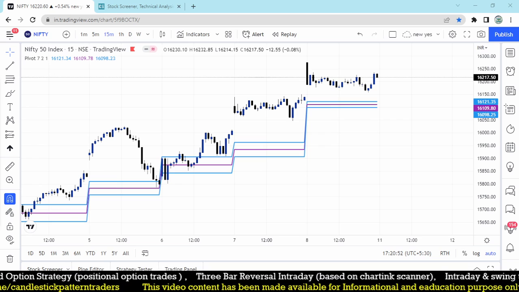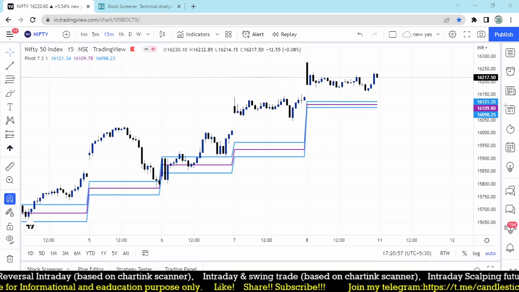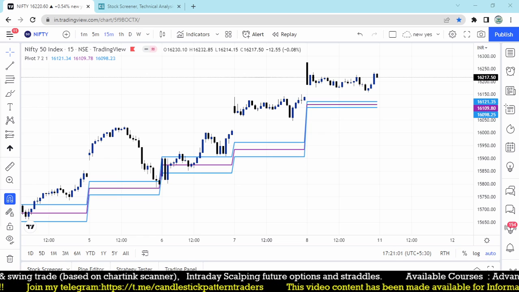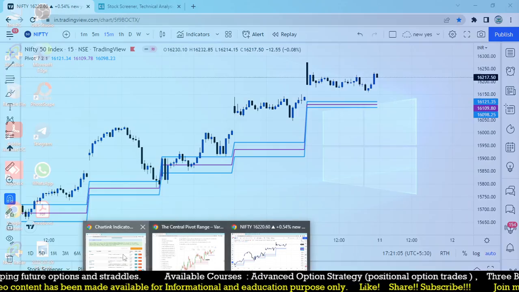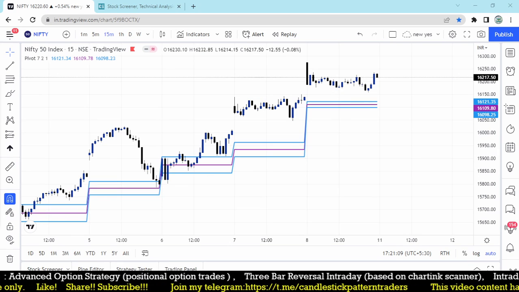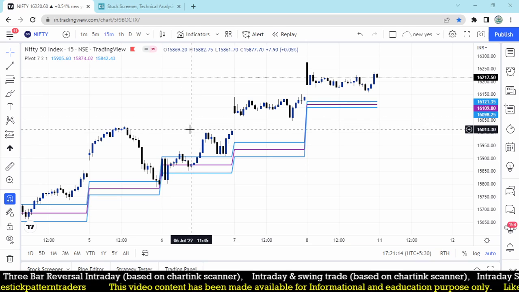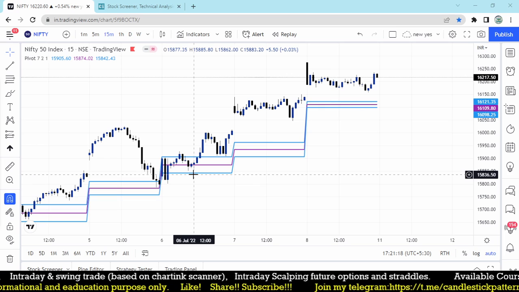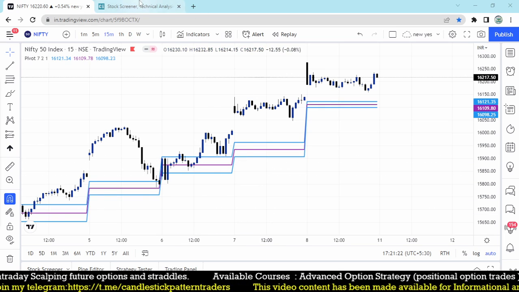Normally the CPR indicator is not available on Chartink, so we have to create a custom scanner. After making the custom scanner, we can use the charts to find trades easily. Let me try it out whether it is working or not. The pivot point is the center one, above is the BC and below is the TC, the top control and bottom control. So let me create a Chartink scanner.